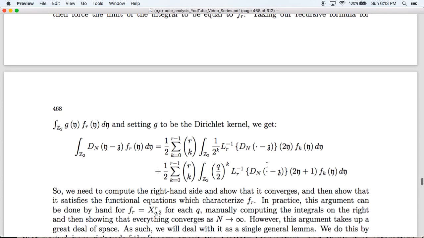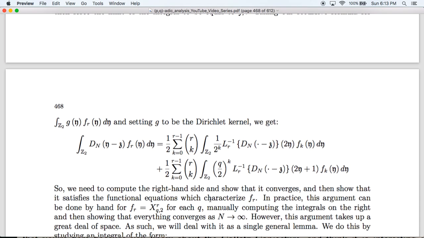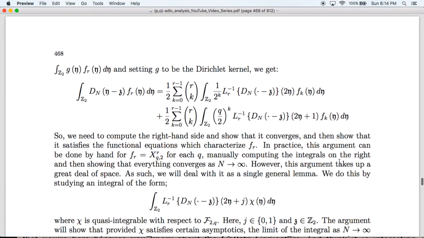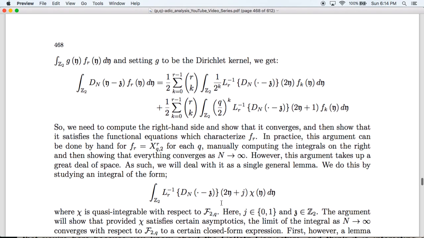In practice, this can be done by hand for FR by manually computing the integrals on the right by induction, and then showing everything converges, but this argument takes up a great deal of space. As such, we will deal with it in a single general lemma. And the idea is that we're going to be studying integrals of the following form, where chi is quasi-integrable with respect to the simple 2q-adic frame. Here, j is in {0, 1}, and z is in the 2-adic integers.